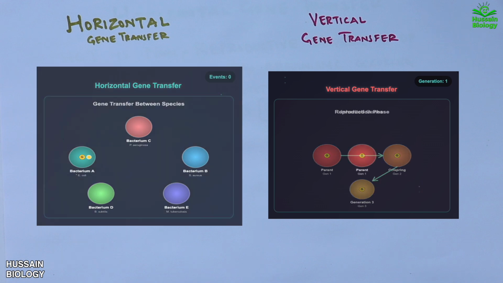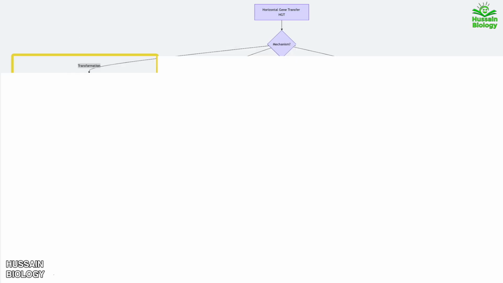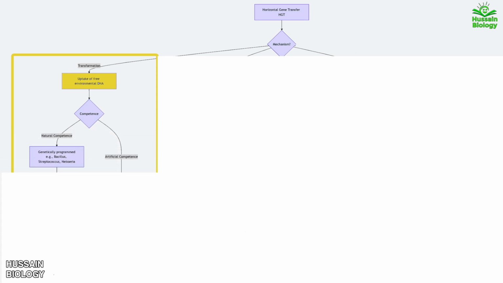Now let's get into the details and see the whole horizontal gene transfer process. We see the horizontal gene transfer is driven through three main mechanisms: transformation, transduction, and conjugation. First of all, we will begin with the transformation. This is the process where a bacterium takes up the free environmental DNA from its surroundings. But for this to happen, the bacterium must first develop competence. Basically, the ability to bind and import DNA. That is the competence. Competence can be of two types: natural or artificial.